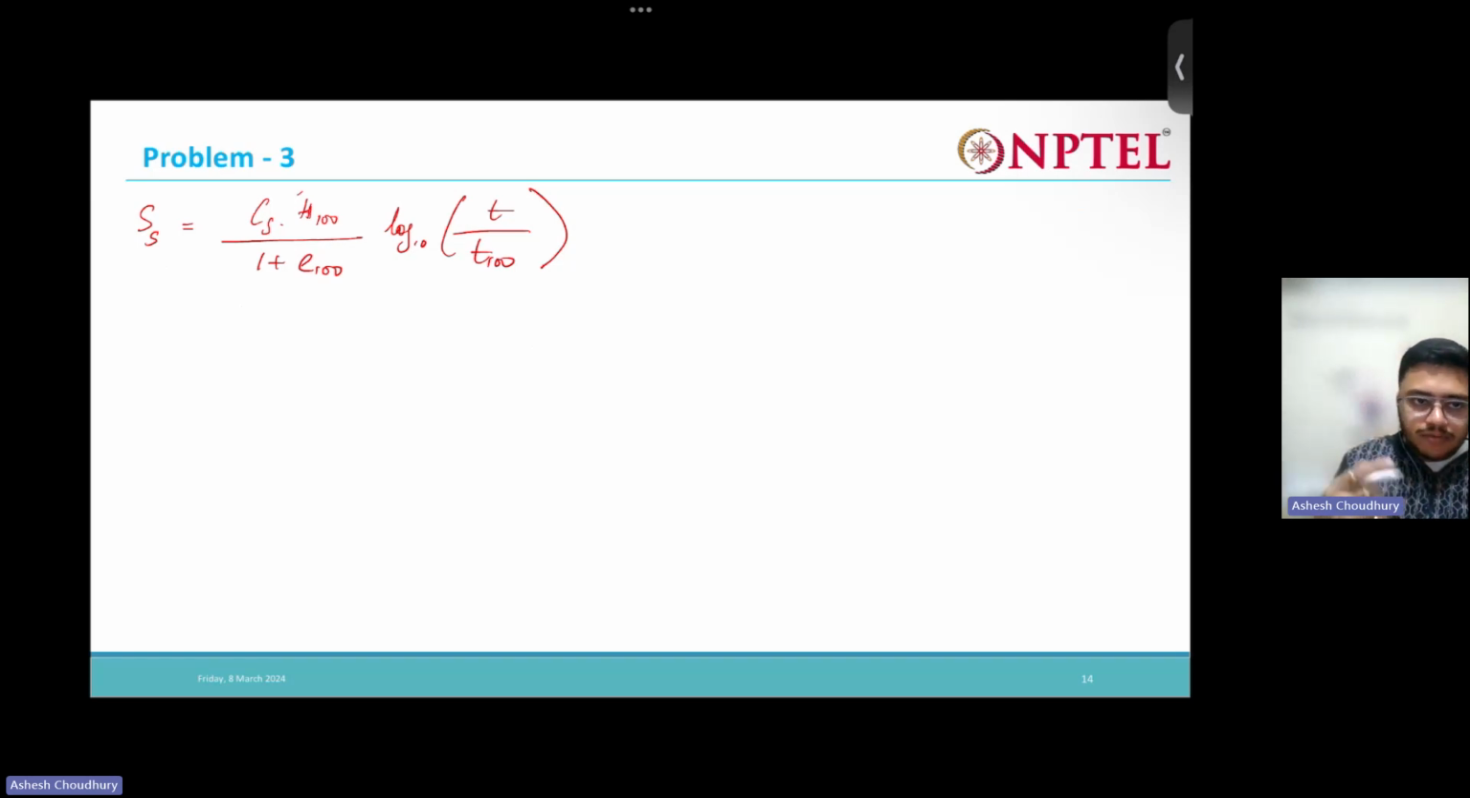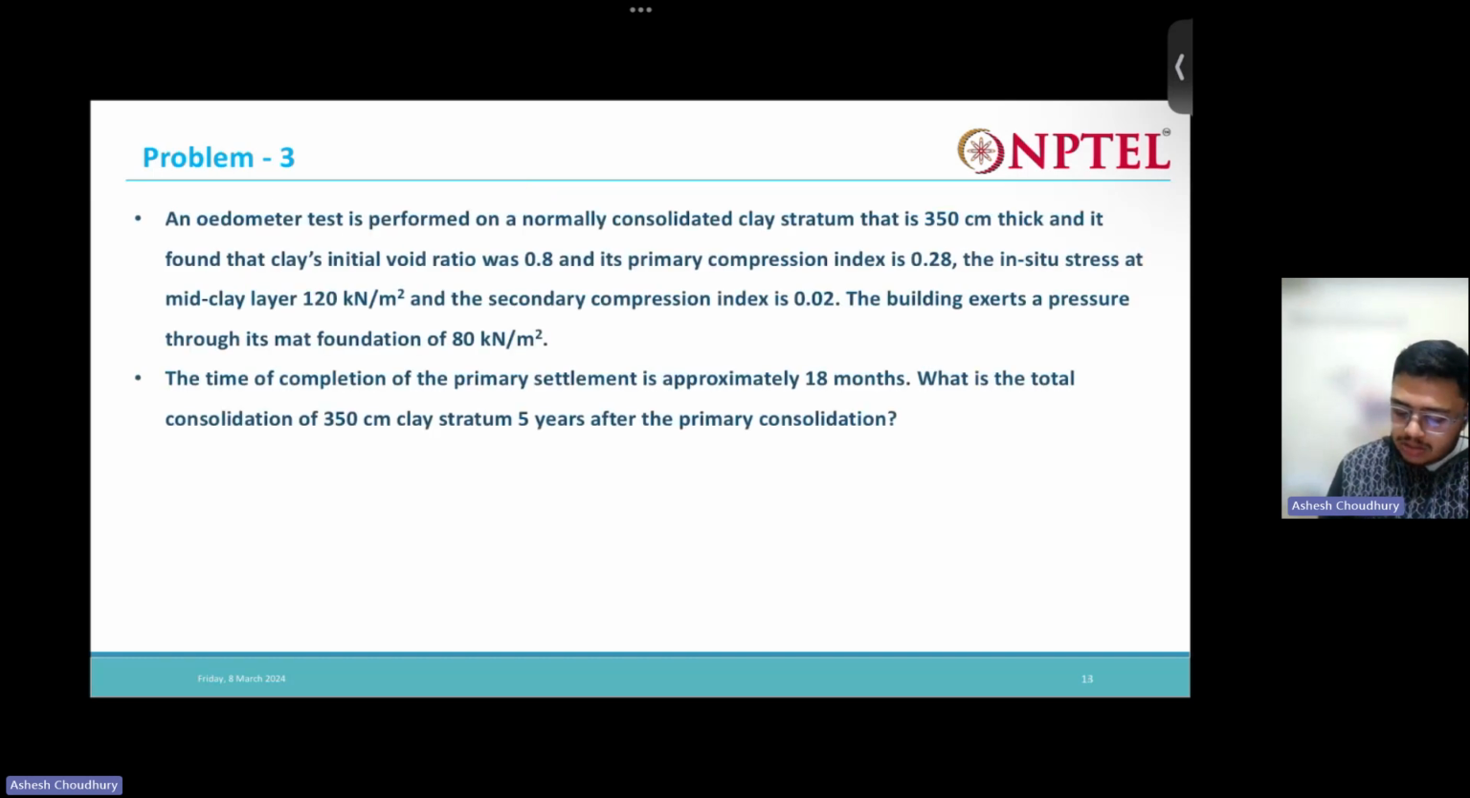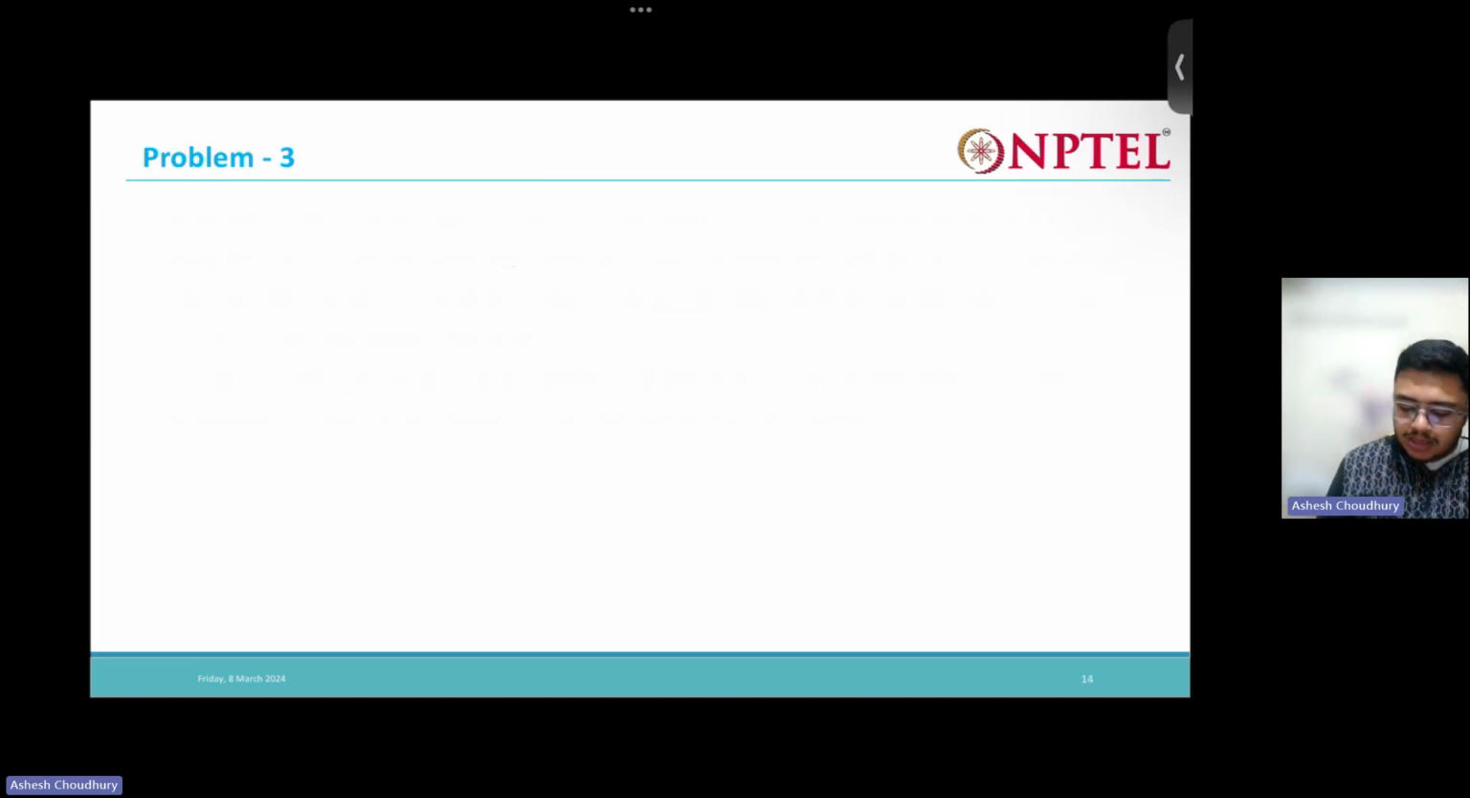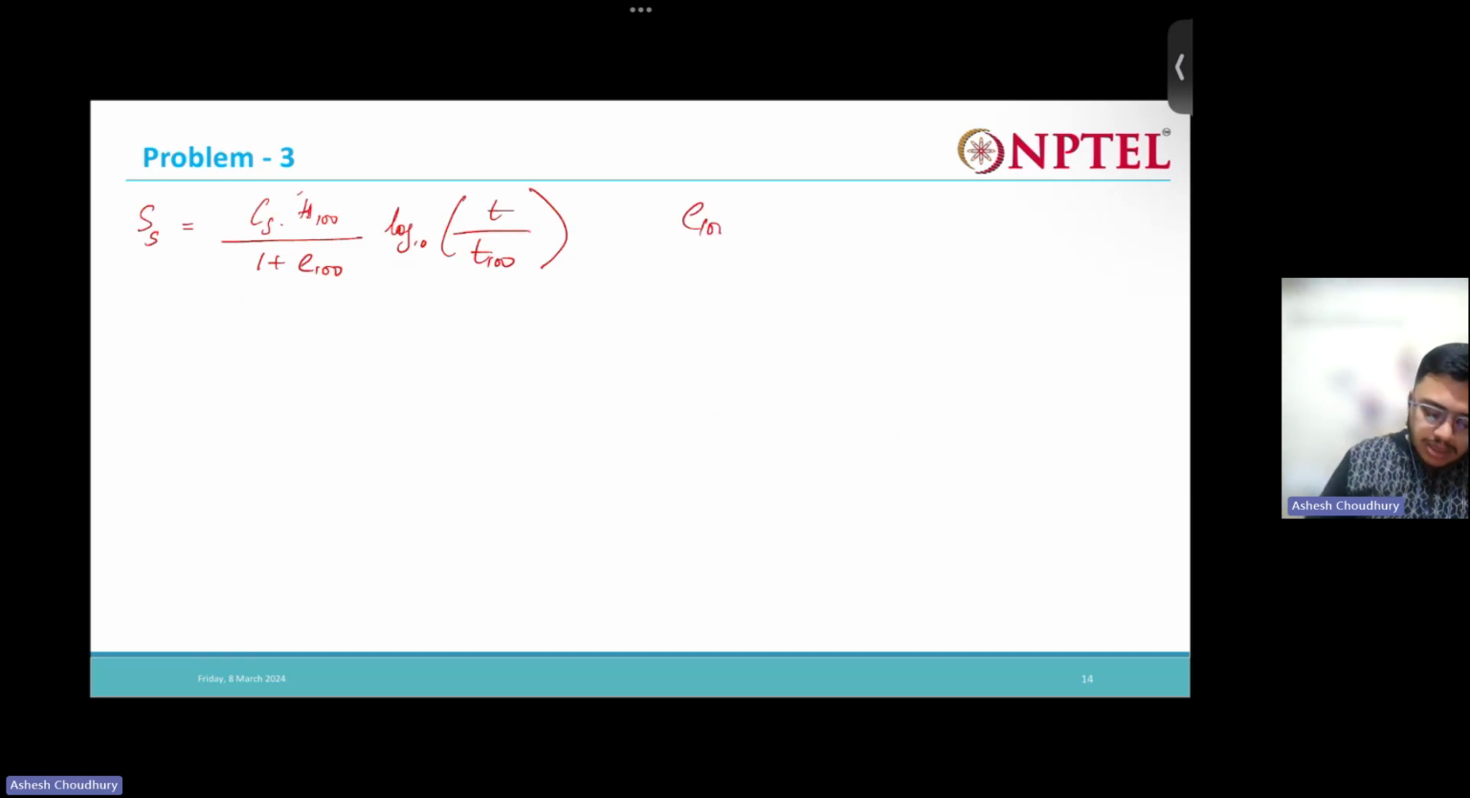Okay, all these things we have, so H100 we can find out by deducting this Sc from the total thickness of the clay layer, right? That we can determine. Now E100 is what? E100 is nothing but the initial e minus the delta e. It is at the end of the primary consolidation, meaning whatever change is happening, right? So in order to do that, we will just use the same relation.